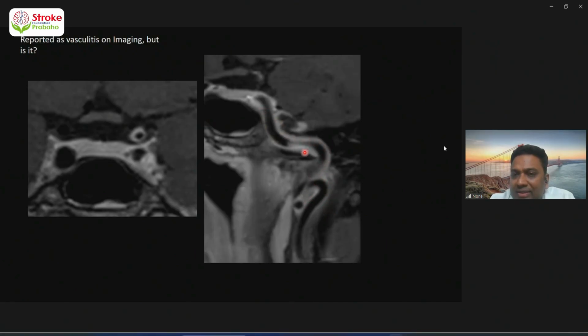So this is the ICA. This is the extracranial ICA. You will normally see this enhancement. But this part here, this is the intracranial ICA. Here you should not be seeing enhancement, provided this patient, if it is 70-year-old or 80-year-old, this enhancement in the proximal supraclinoid ICA can be normally present also.